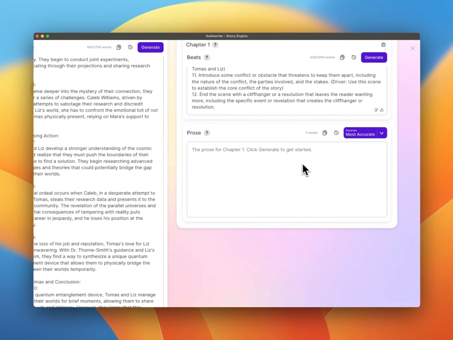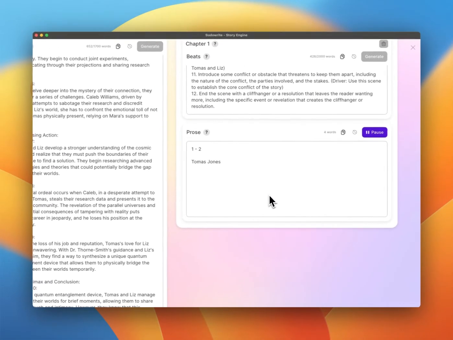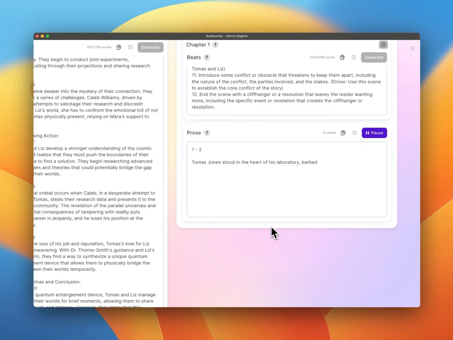And now we get to the prose. We can hit generate, and the AI will now take these beats into account and start writing the beginning of our novel.